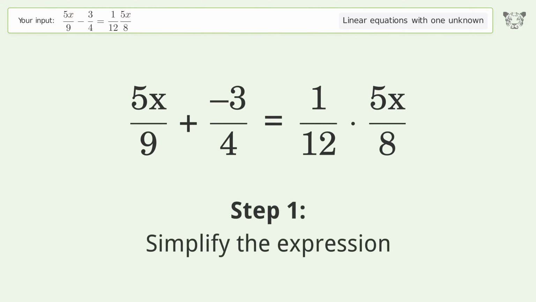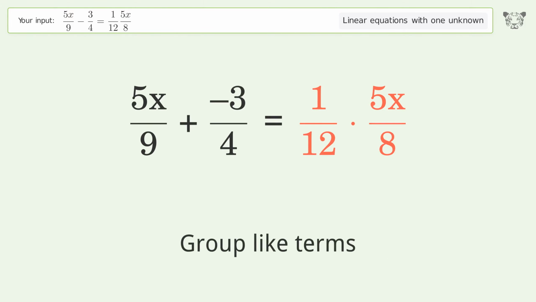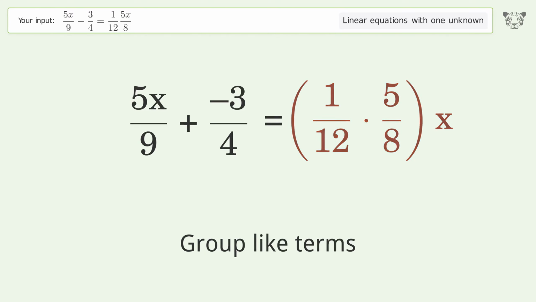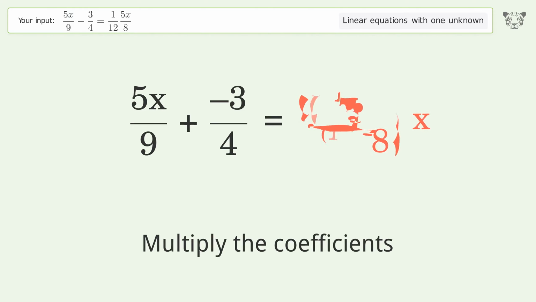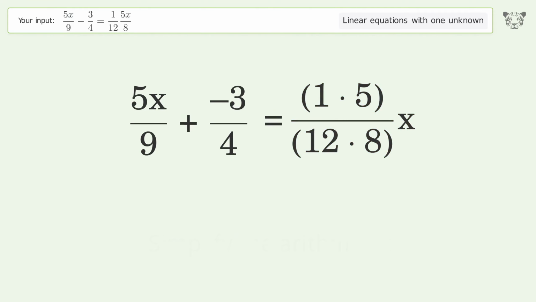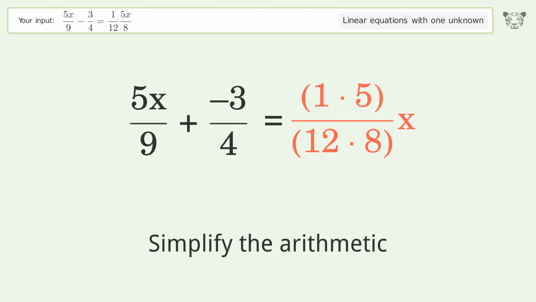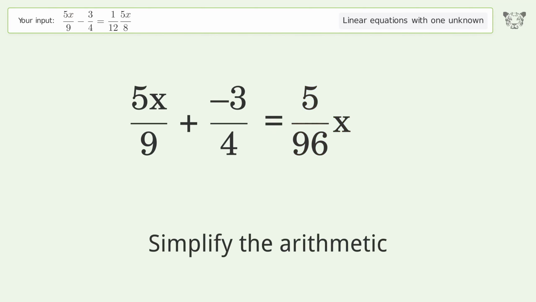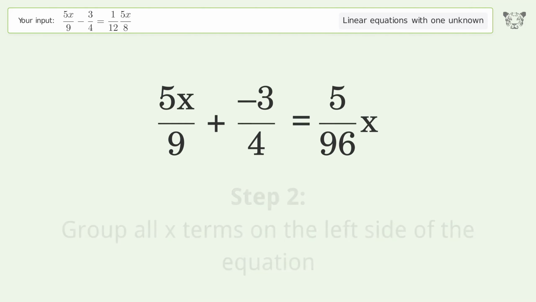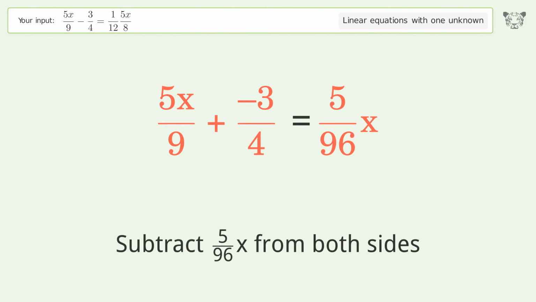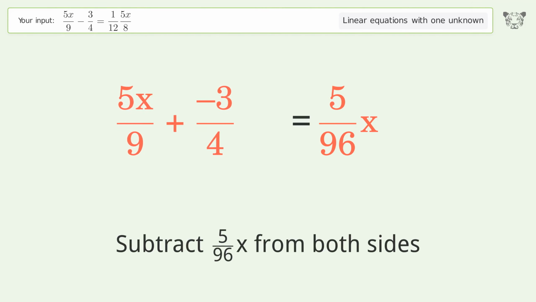Simplify the expression. Group like terms. Multiply the coefficients. Simplify the arithmetic. Group all x terms on the left side of the equation. Subtract 5 over 96x from both sides.